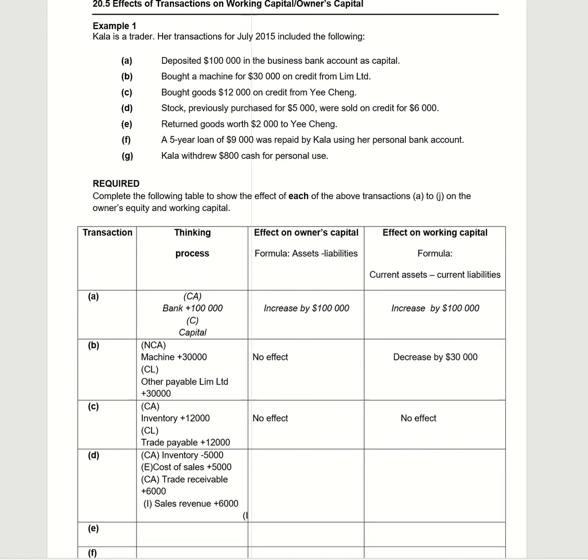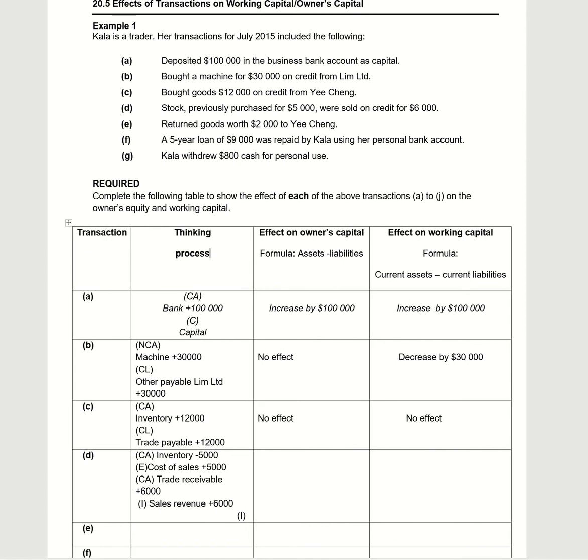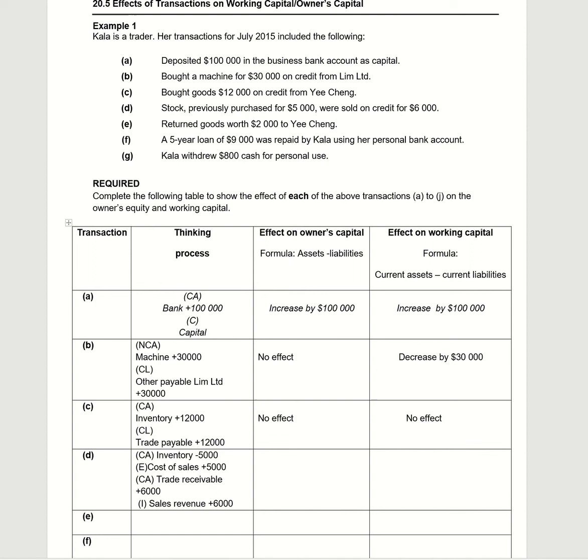Now, let's take a look. If I want to sub this into your owner's capital, my focus is on assets and liability. What are the assets that I have? I have an inventory that decreased by 5,000, and you have a trade receivable that owes us 6,000. But what will be the overall effect? The overall effect is that the owner's capital will actually increase by $1,000.